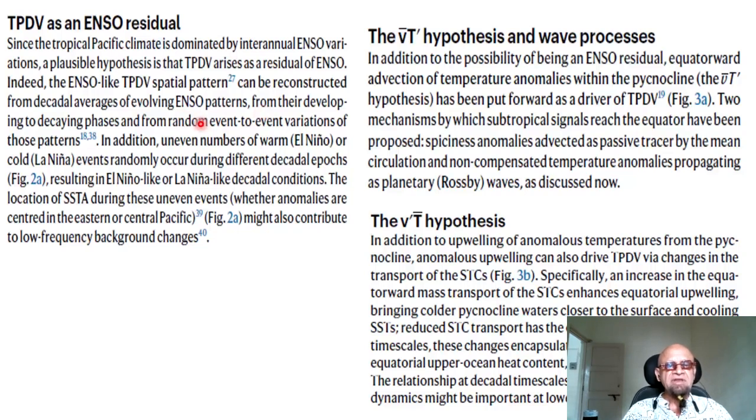Indeed, the ENSO-like TPDV spatial pattern can also be reconstructed from decadal averages of evolving ENSO patterns, from their developing or decaying phases, and from the random event-to-event variations of those patterns. In addition, uneven numbers of warm El Nino or cold La Nina events randomly occur during different decadal epochs, which you'll see in a minute, resulting in El Nino-like or La Nina-like decadal conditions. The location of SSTA during these uneven events, whether anomalies are centered in the eastern or central Pacific, might also contribute to the low frequency background changes.